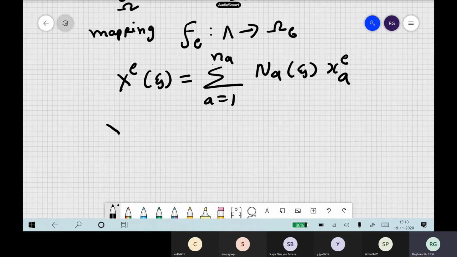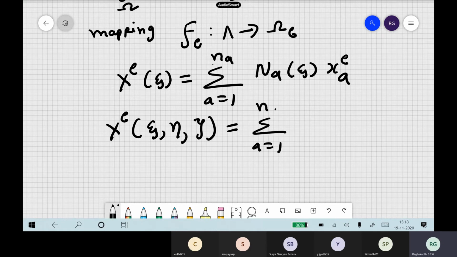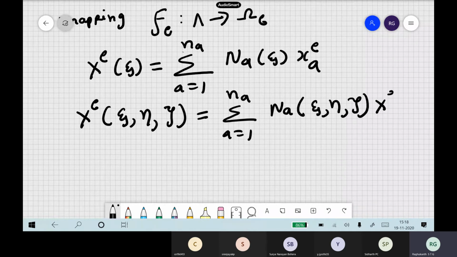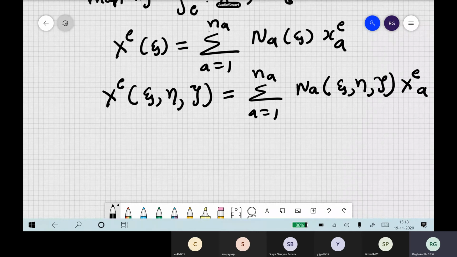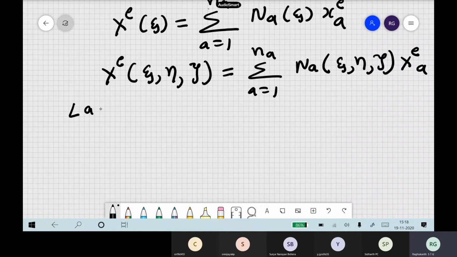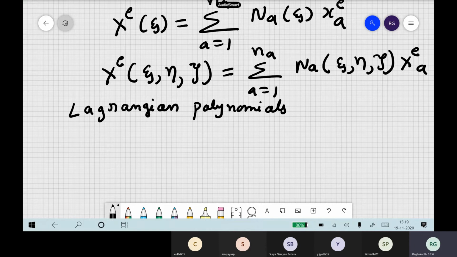So in 3D, we have all three things there, with a equal to 1 to na. The shape functions will be in 3 dimensions, multiplied by xe. So this is the one extra term we have. Here also we use Lagrange polynomials or Chebyshev. But with Chebyshev, as already I told you, you have a problem: the mass matrix doesn't become diagonal. So we use Lagrange polynomials itself to do the integration.